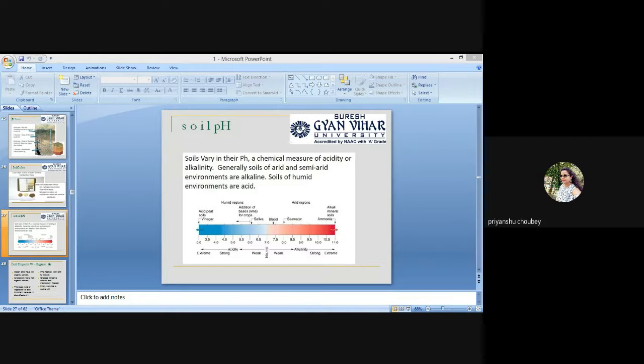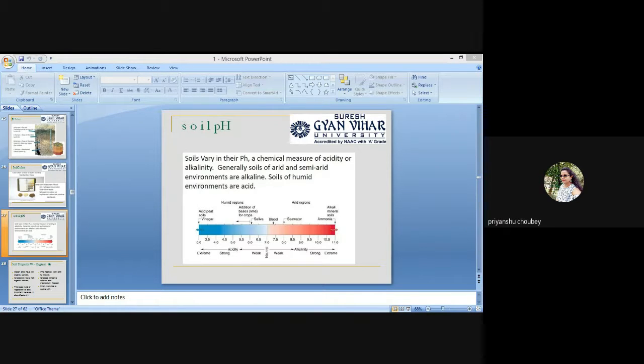The suspension is stirred just before taking the reading. The electrode is immersed into the beaker containing the soil water suspension. The read button is pressed and the meter reading is noted. This gives the pH value of the soil suspension.